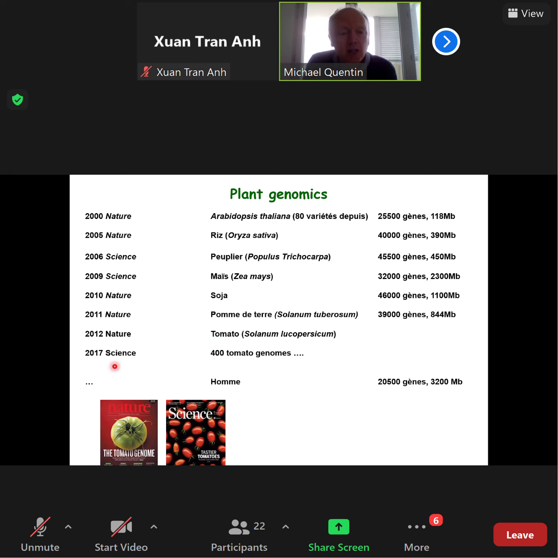More recently, I think it was 2018, the genome of wheat has also been made available, which is one of the most complex genomes. I want you to check those numbers. You see that the size of the plant genome is not really important when you compare it to the human genome. However, plants encode many more genes than the human genome.